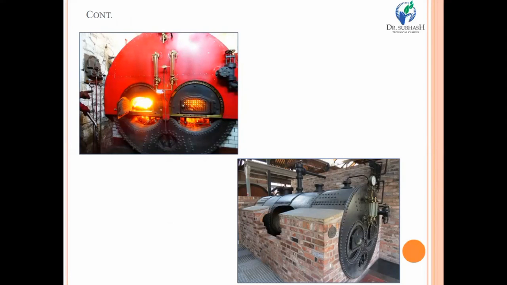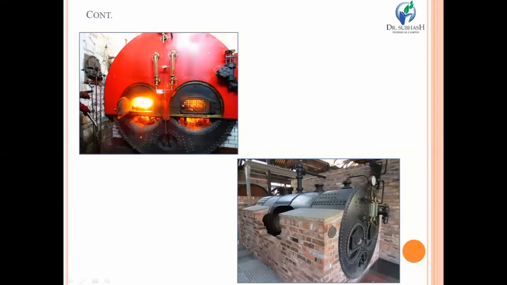This diagram represents two pictures of the Lancashire boiler. Look, this is tube number 1, this is tube number 2. You can easily see that this is the grate in which the coal is burning. This one is the ash pit, and this is the fire door or furnace door through which we can supply the coal that is required to be burned.